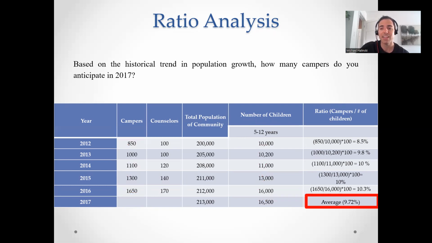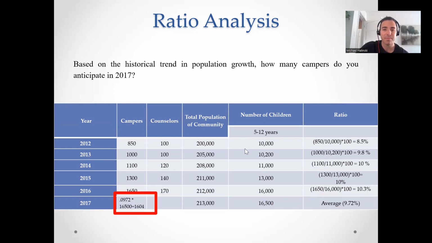And again, as I said, in this class we're only considering the average. So add up 8.5, 9.8, 10, 10, 10.3, divided by 5, and that'll give you 9.72. And then what do we do here? So the percentage, 0.0972 times 1650. As you can see here, I got a little typo.